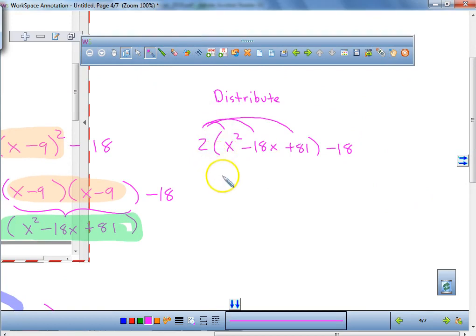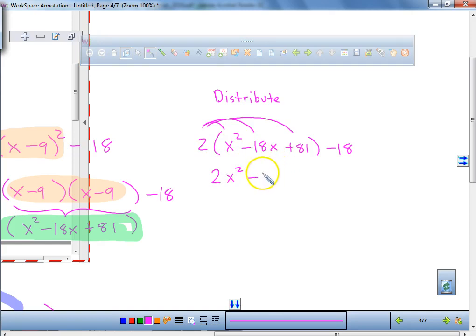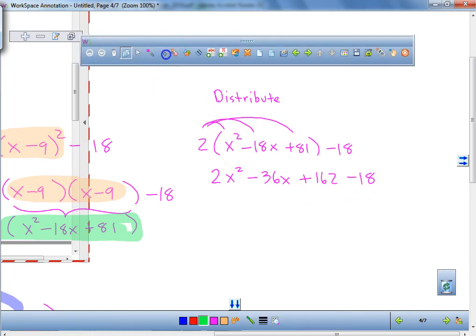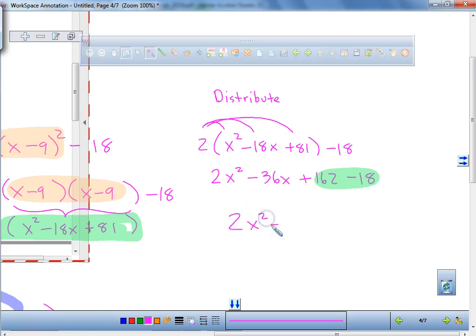What's 2 times x squared, everybody? 2x squared. 2 times negative 18x. 36x. And 2 times 81 is? Alright. Okay. The last thing you have to do, everybody, is just take 162 and minus 18. 162 and minus 18. What do you get? 2x squared minus 36x. And what's 162 minus 18? What is it?